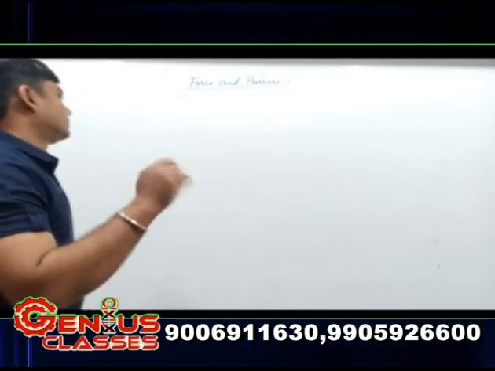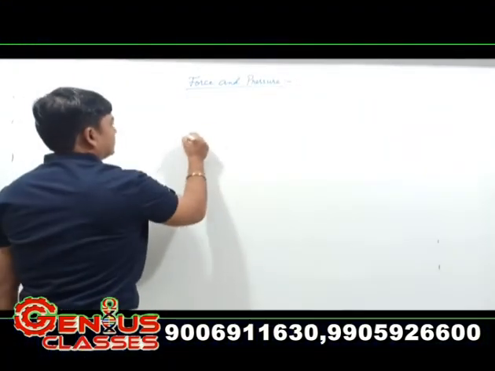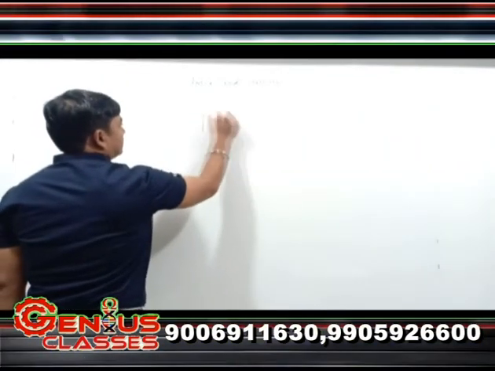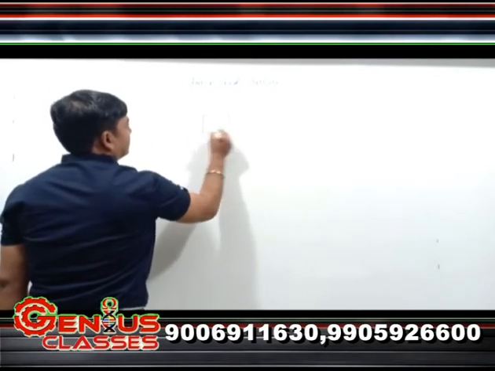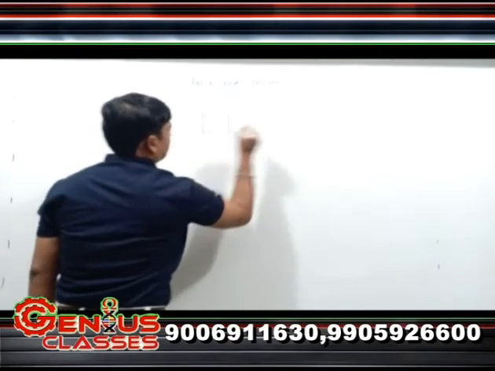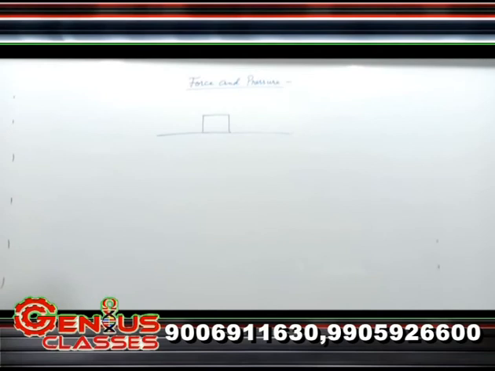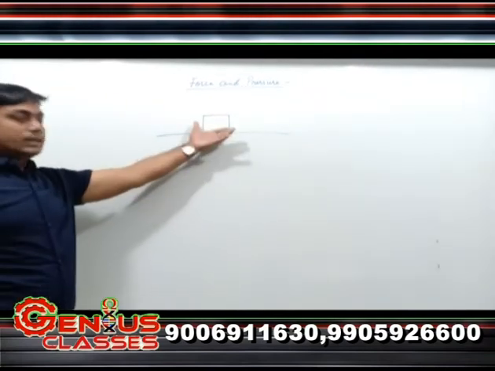Suppose a body is lying on a horizontal surface. This is the body and this body is lying.